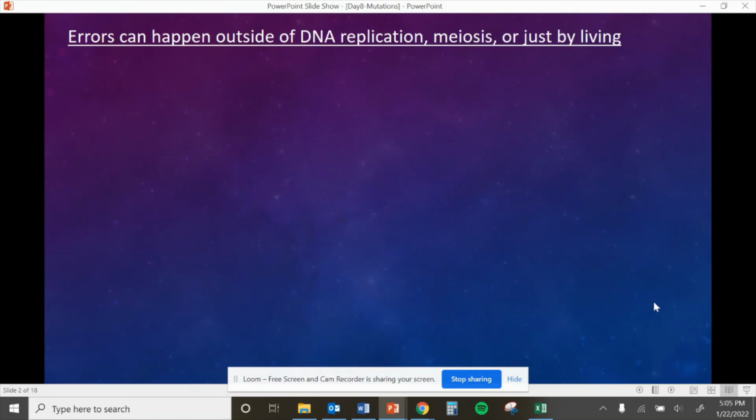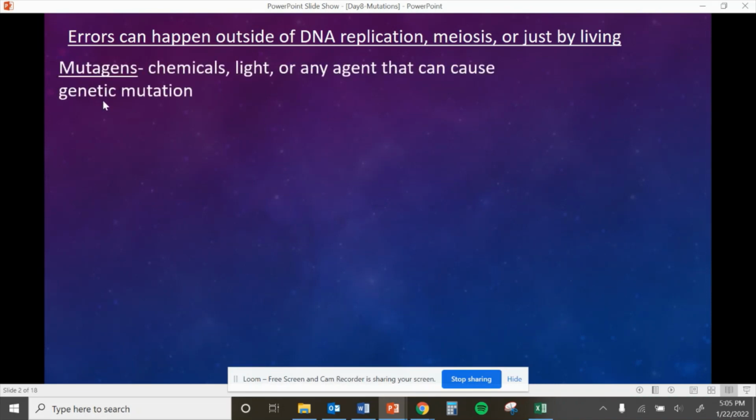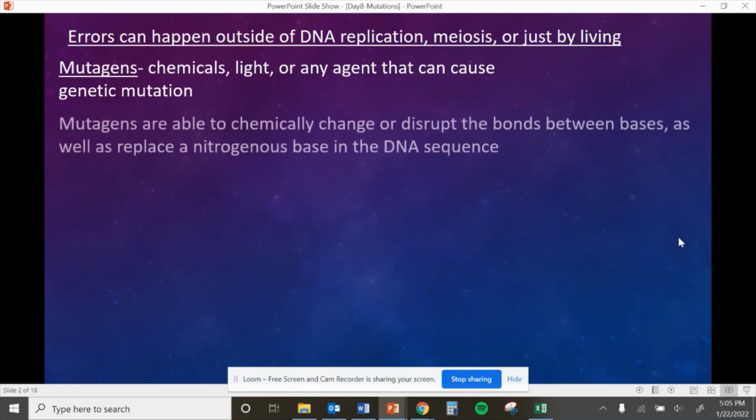Okay, today we're talking about errors that can happen outside of DNA replication, meiosis, or just by living. These are our mutations, and they're caused by things called mutagens: chemicals, lights. Any agent that causes a genetic mutation is a mutagen. So we're going to talk about these damages in the DNA.